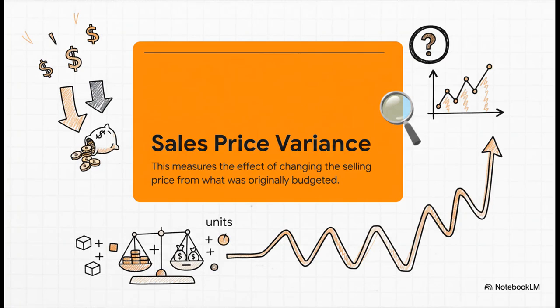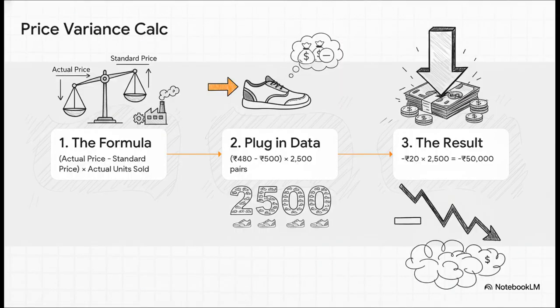The sales price variance does exactly what it says on the tin. It isolates one thing, the impact of charging a different price than we planned. Did we make more or less money on each item, and what was the total hit or help across everything we sold? So the formula is just the difference between the actual price and the standard price, multiplied by how many units we actually sold.